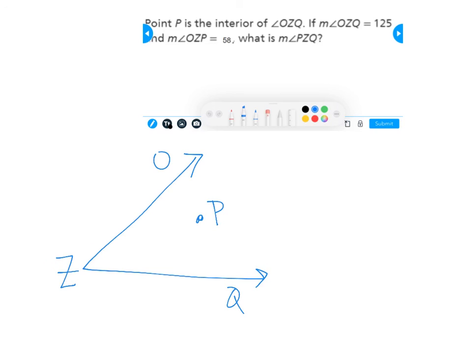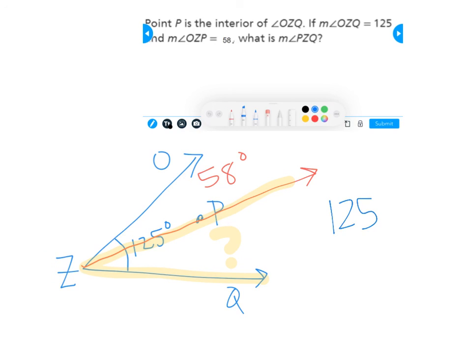If angle OZQ is 125 degrees, that means this whole angle is 125 degrees. And angle OZP, so that means when I connect Z and P this way, is 58 degrees. It wants to know the measure of angle PZQ. Well, PZQ is this guy. So this is what I want to know, and that's a simple subtraction problem. So I take my 125 for the big angle and I subtract off 58 for my smaller angle. And that leaves me with 67 degrees.